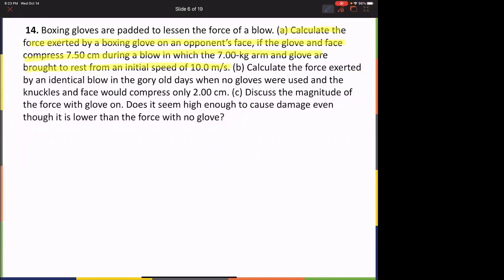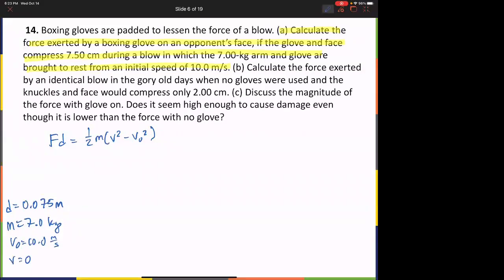Calculate the force exerted by the boxing glove. So it's pretty close to what we did last time. Fd equals 1/2 m (v squared minus v naught squared). So we got 7.5 centimeters of distance, so that's 0.075 meters. The mass is 7 kilograms. The initial speed is 10, and the final velocity is 0.